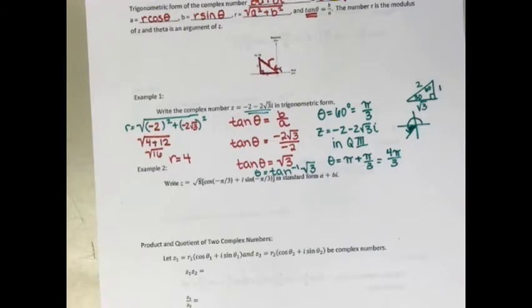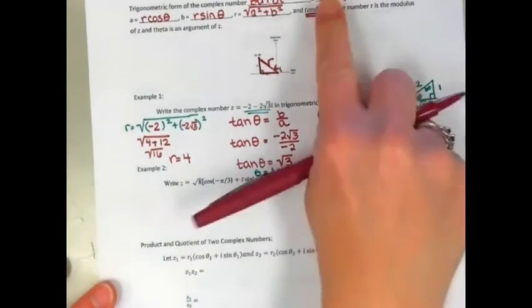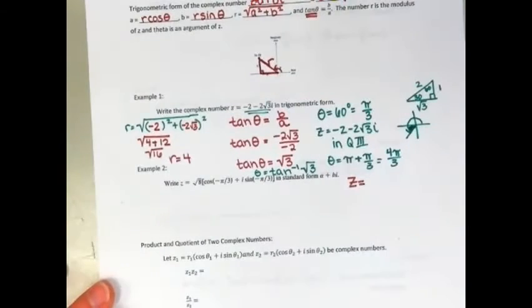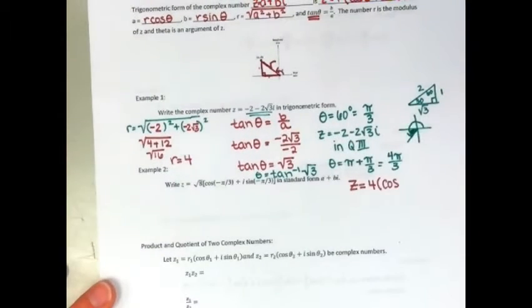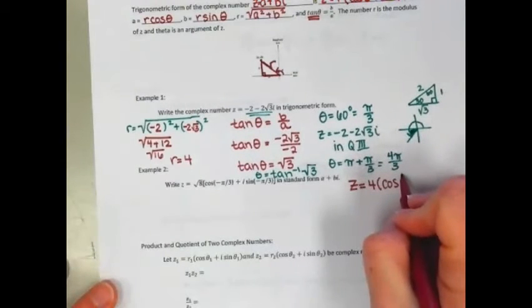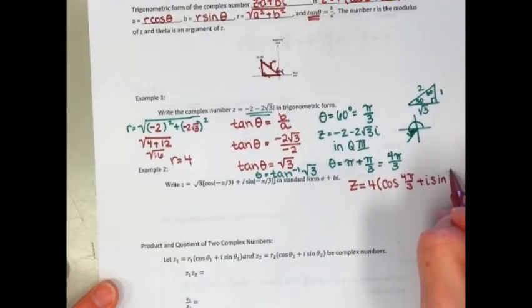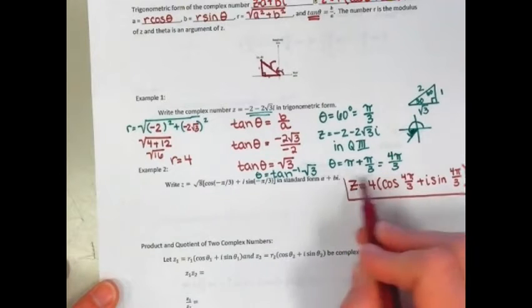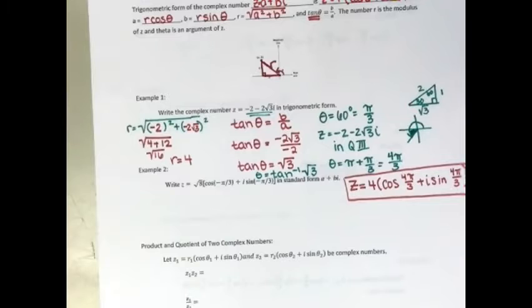Yes, our trig form. So our trig form coming back up here. z equals r. What's my r? 4 times cosine of theta. And what's my theta? 4 pi over 3, plus i sine of theta. And what's theta? 4 pi over 3. And this would be my trig form of that complex number. Make sense?